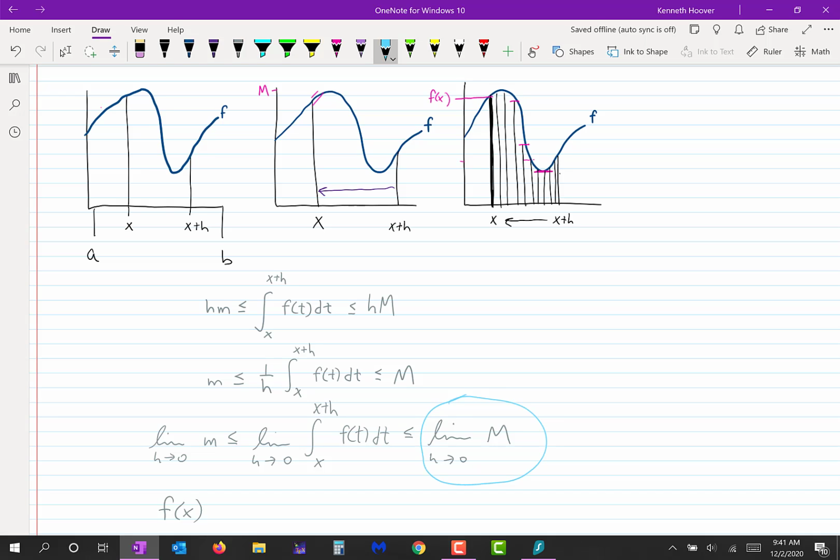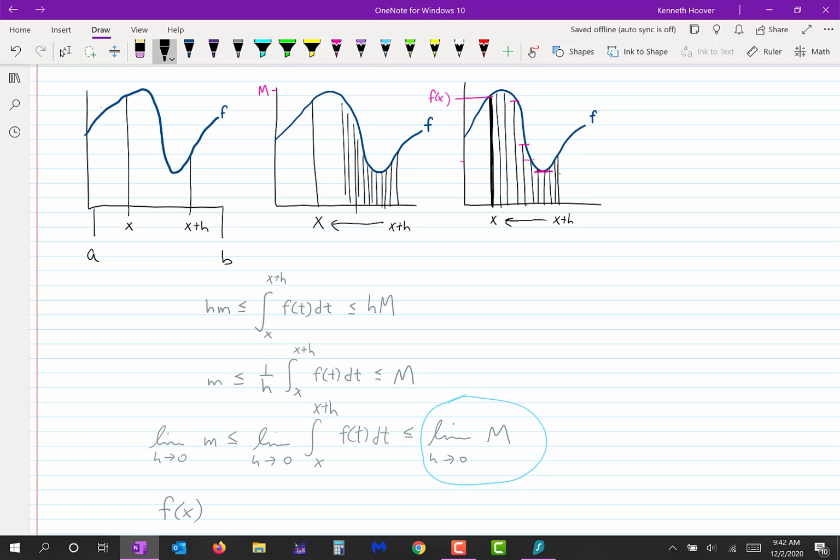Let's look at that limit that I circled in blue, the limit of capital M as h goes to 0. So let's look at the middle picture this time. Capital M is the maximum height of our graph between x and x plus h. As h goes to 0, x plus h will slide over to the left. And that doesn't change the maximum value for a long time, right? The maximum is still right here.